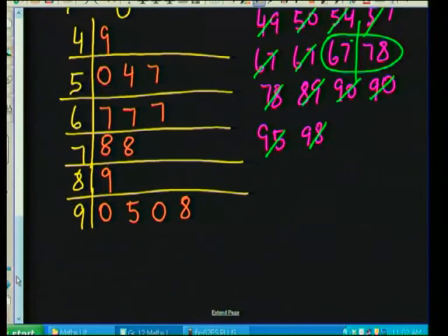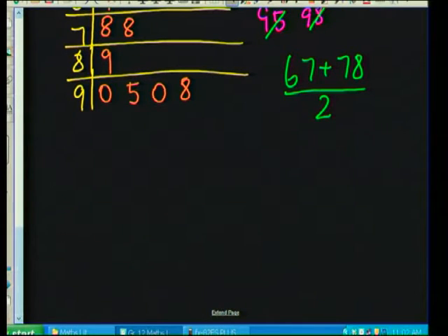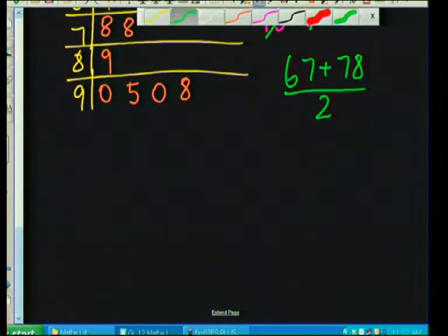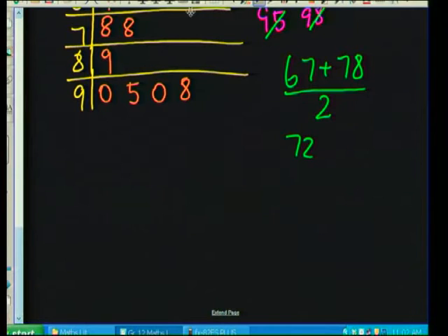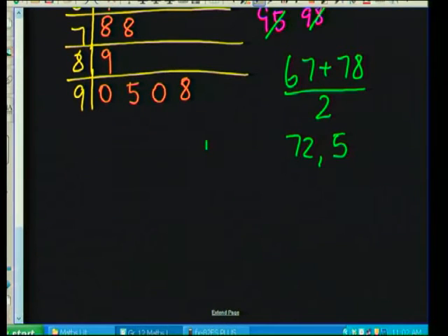And now let's find a little bit more. Okay, we can do it here. So 67 plus 78 divided by 2. My calculator, remember I said use your fraction button. We've got 67 plus 78 divided by 2 gives me an answer. Check that it is between the 2. 72.5 is perfect. So 72.5, need a pen for that. 72.5, and that is my median.